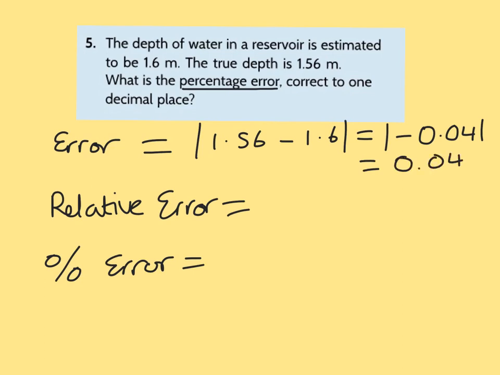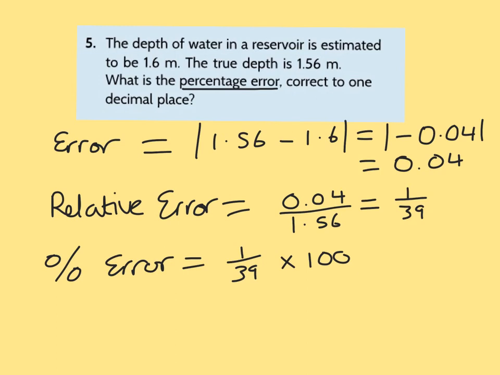My relative error then is my error, 0.04, over the true value, which was 1.56. So divide that by 1.56 and I'm going to leave this as a fraction just to make it a little bit easier, 1 over 39. And then finally, I'm going to find my percentage error, so that's my relative error, 1 over 39, multiplied by 100. They've asked me to put that to 1 decimal place. So I get 2.56, so I'm going to put it as 2.6%.